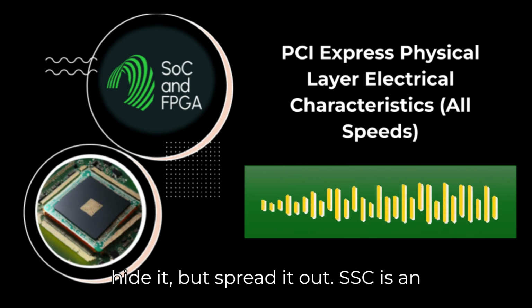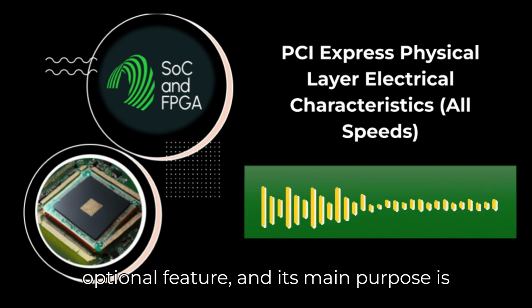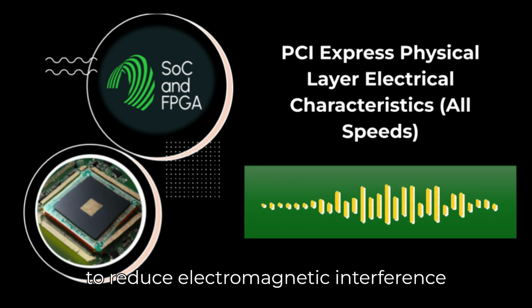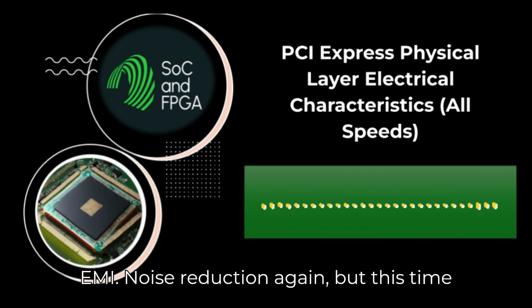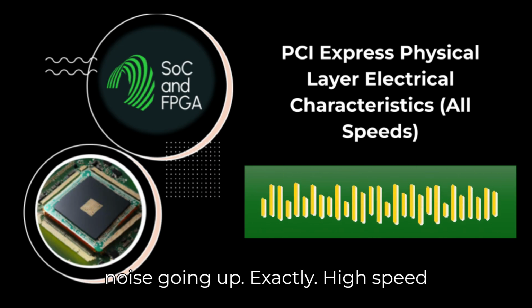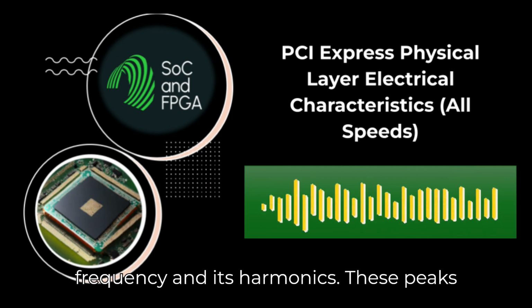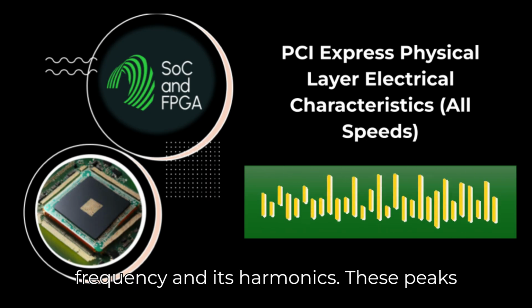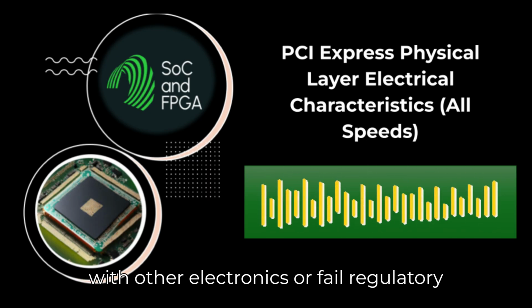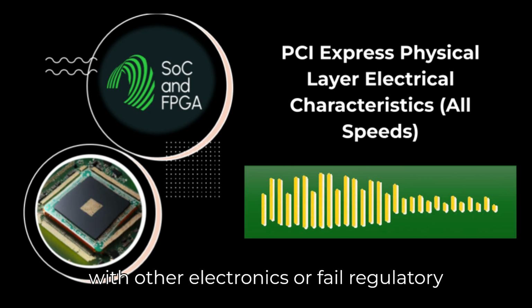Hey, not quite hide it, but spread it out. SSC is an optional feature, and its main purpose is to reduce electromagnetic interference, EMI. Noise reduction again, but this time noise going out. Exactly. High-speed clocks and data signals create sharp peaks of energy at their fundamental frequency and its harmonics. These peaks can radiate and potentially interfere with other electronics or fail regulatory emission limits.